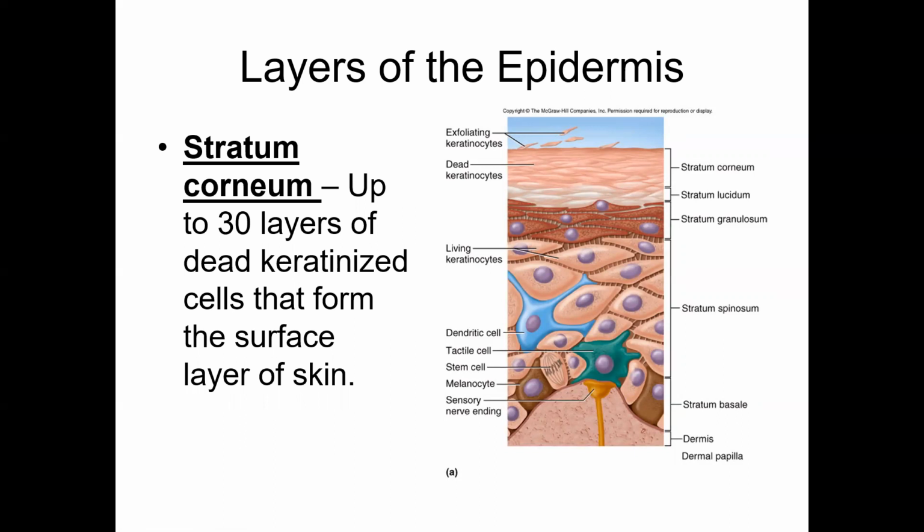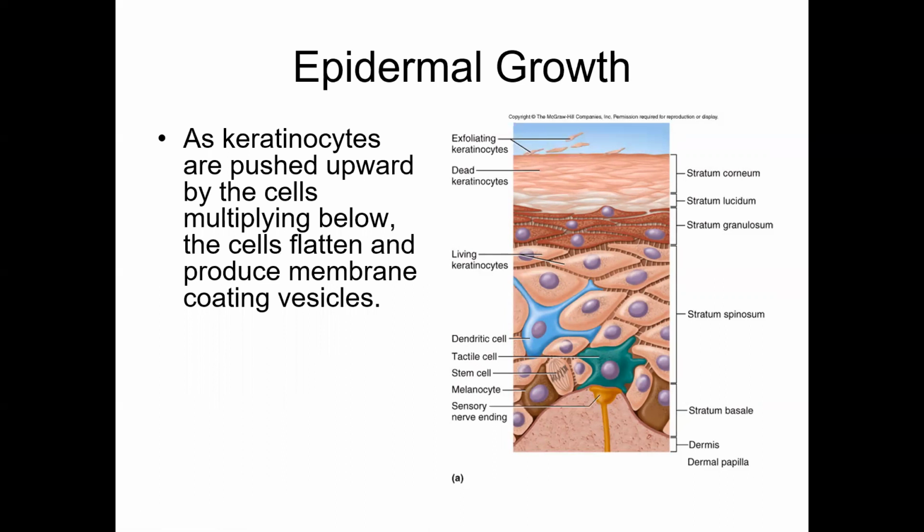Those are desmosomes, like spot welds between the cells. They connect the cells together into sheets of cells. So we get pushed further and further away from the cells that are multiplying below, this constant replication of the stem cells in the stratum basale.